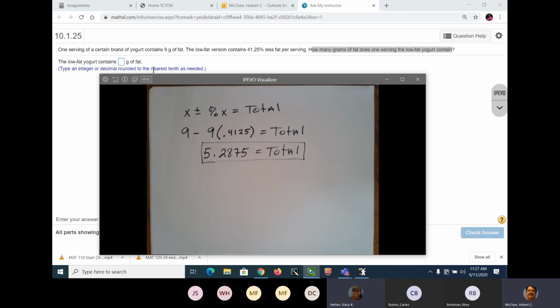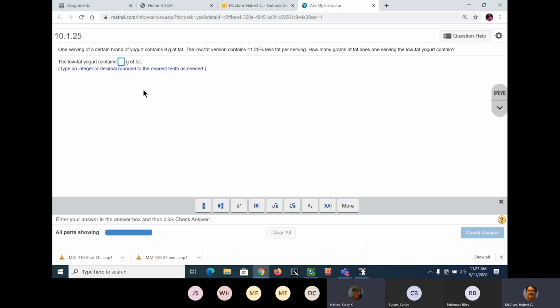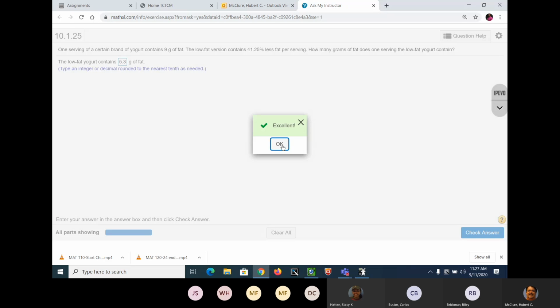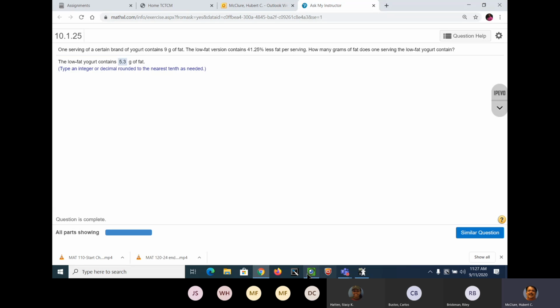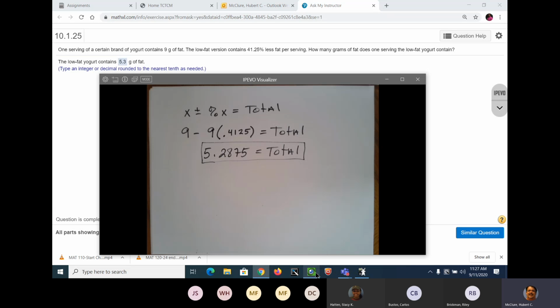All right, so it says round to the nearest tenth. So I would say that's 5.3 grams of fat. And that is how we did it right there. I used the Walmart equation, but you could have taken 0.4125, multiplied it by 9, and then subtracted it from 9. You could have done it separately. That's up to you how you want to do it. Next question.